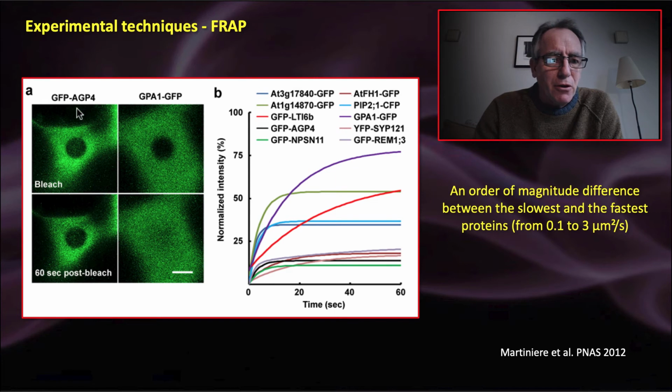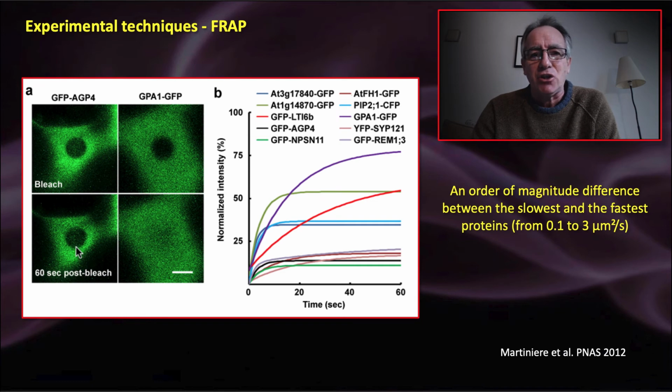We did another protein, though. We tried a whole lot of different proteins, but we tried one called AGP4, and it turns out that AGP4, you bleach it, look what happens. 60 seconds later, the bleach spot hasn't changed at all, and in fact, it doesn't change. You can go back 30 minutes later, and you can still see the bleach spot. So if we look for AGP4 in this graph here, it's the black line right down here that just goes completely flat line like that. No recovery of fluorescence at all.